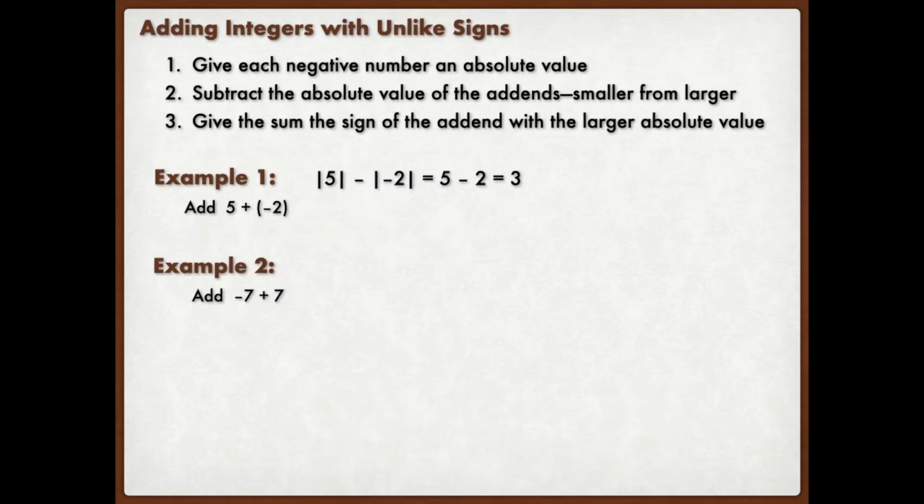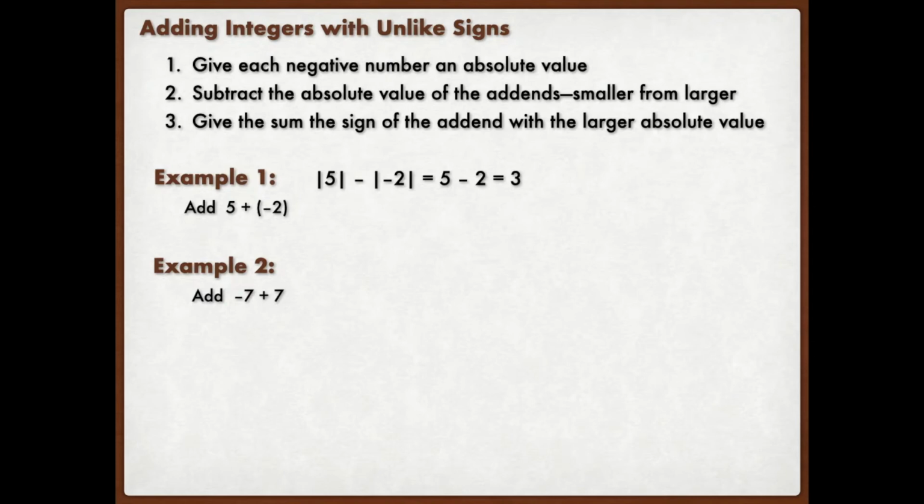Now let's add integers with unlike signs. Number 1, I'm going to use the absolute value if the number is a negative. So any negative number I'm going to place in the absolute value, just like I did with the like signs. Here I'm going to subtract the absolute values of the addends, the smaller from the larger. And then here's the key: I'm going to give the sum the sign of the addend that has the larger absolute value. So whichever one has the larger value, that will be the sign I'm going to give the total.